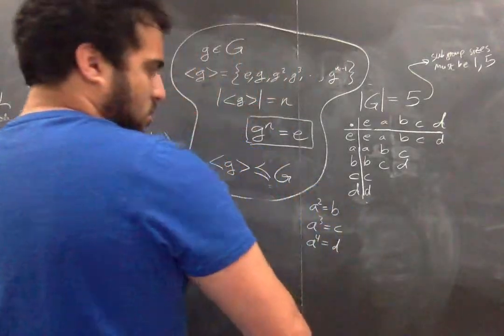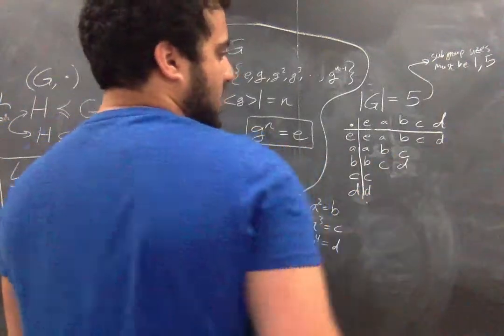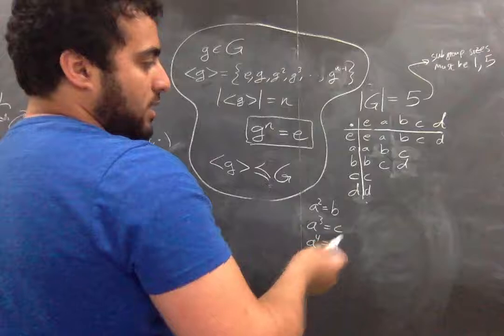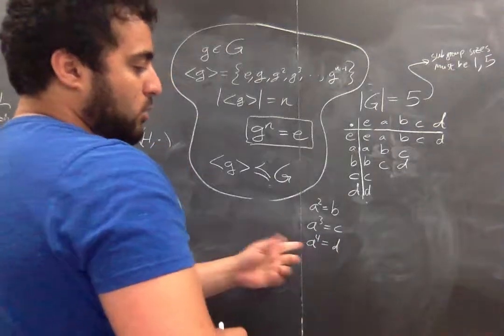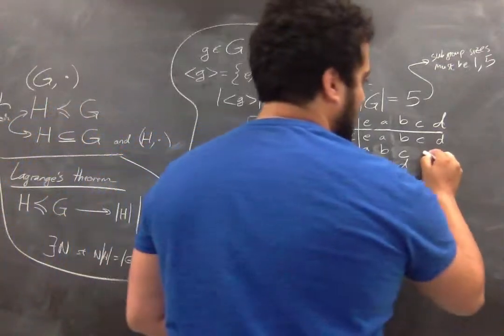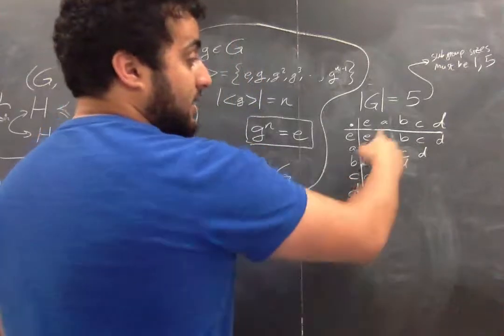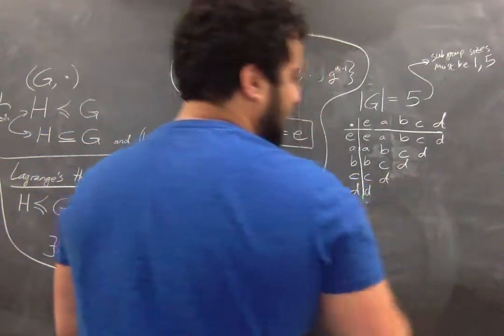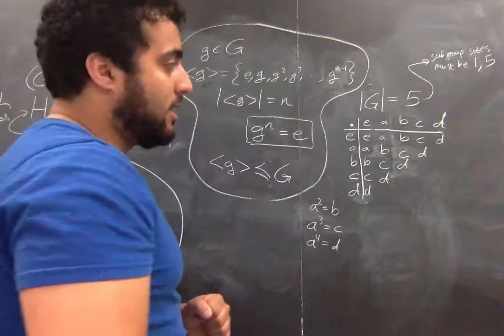Now, what about A times C? Well, C is A cubed. So A times C is A times A cubed, which is A to the 4th, which we already know is D. Same line of reasoning tells us that C times A is A cubed times A, which is A to the 4th, which has to be D. Those ones we get for free.